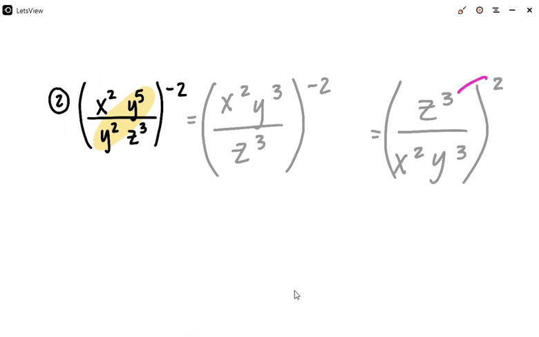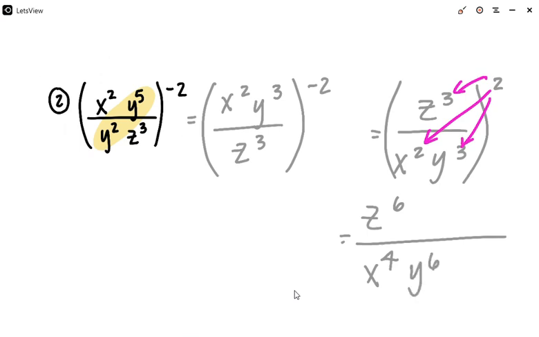Then we can do exactly what we've done. Z, we're going to shortcut it. 3 times 2 gives us 6. For x, 2 times 2 gives us 4. For y, 3 times 2 gives us 6. And that is it.